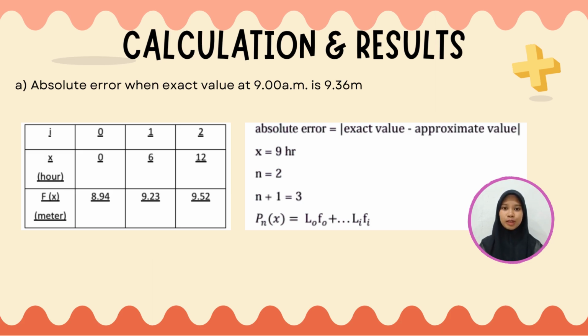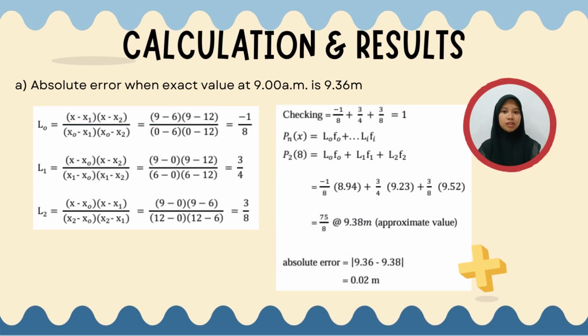Pn of x equals the sum of Li times fi for i from 0 to n, where each Li is calculated using the time data, x value, and the corresponding f(x) value. Now, we substitute the values into the Lagrange basis formula, and we get L0 equal to minus 1 per 8, L1 equal to 3 per 4, and L2 equal to 3 per 8.